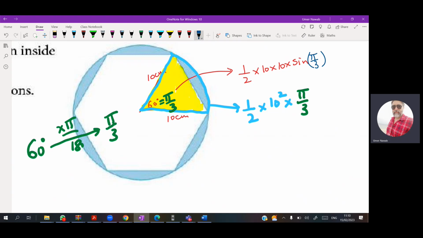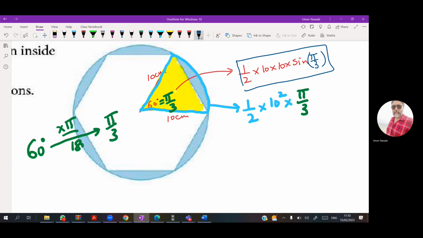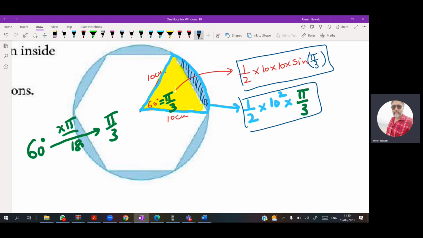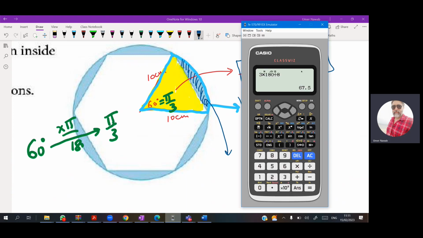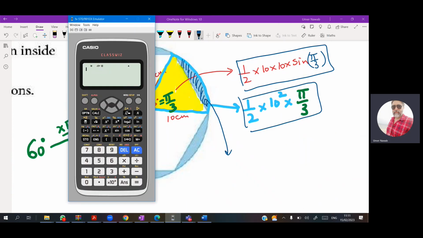Now, my calculator is in radian mode. This is the triangle. This is the sector. Can I find this shaded segment? In mathematics, the area which is included between a chord and an arc is called a minor segment. So let us take out our calculators and insert everything into the calculator. Let's check what answer comes to us.